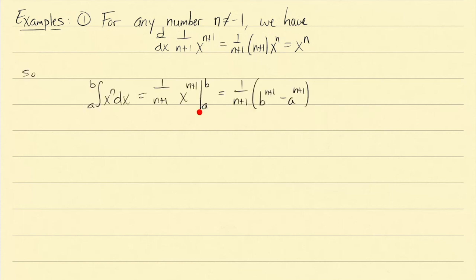So we use this bar with the lower limit a and the upper limit b at the bottom and the top respectively to indicate that we're evaluating the function x to the n plus 1 at b, then at a, and taking the difference between the two. This is a nice shorthand.